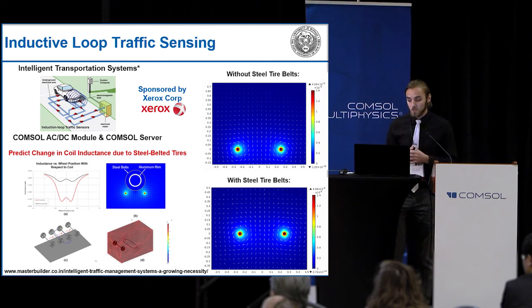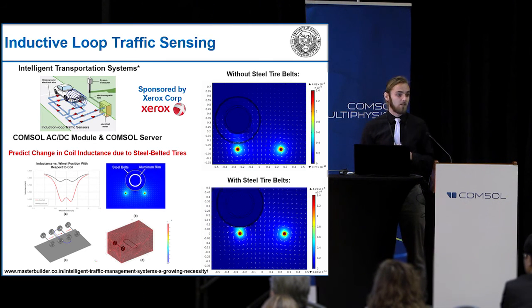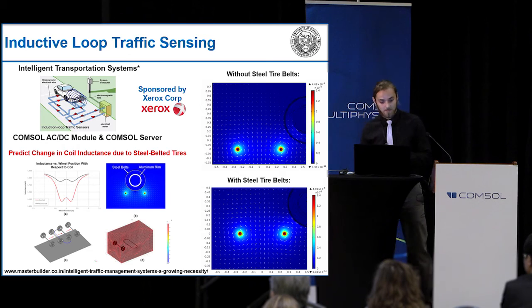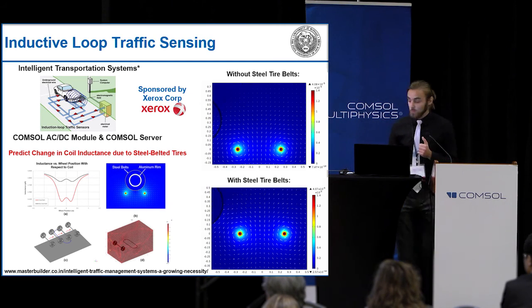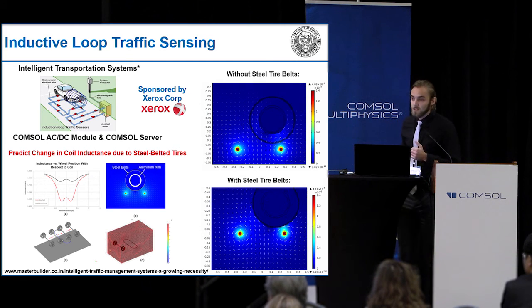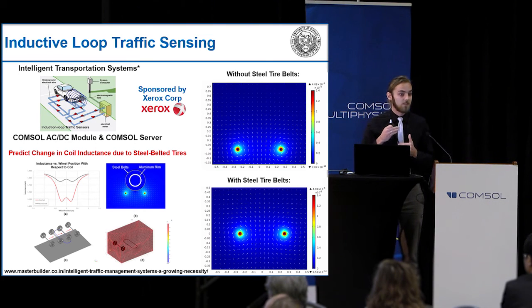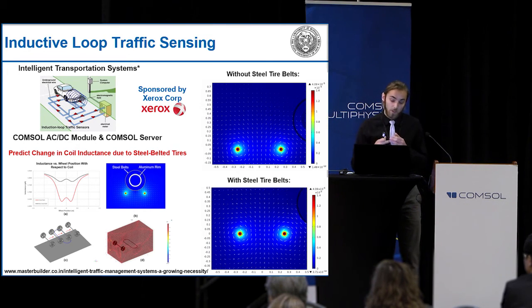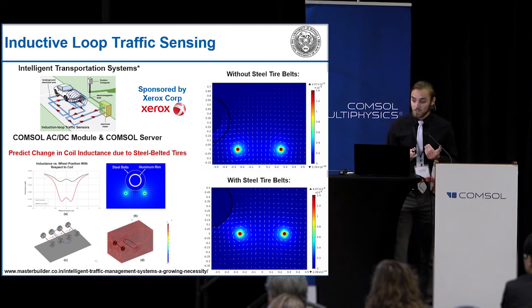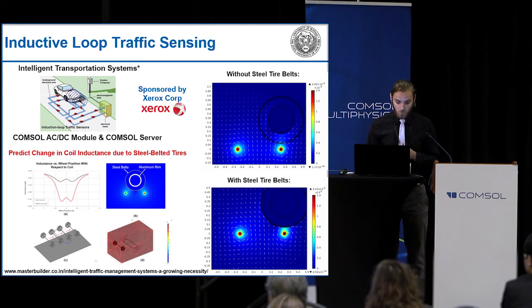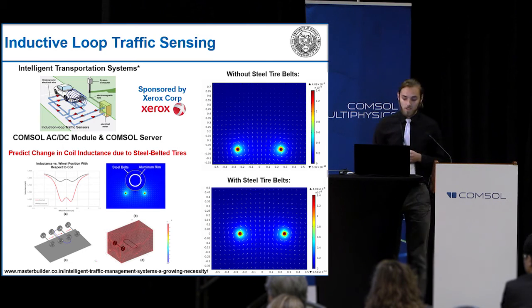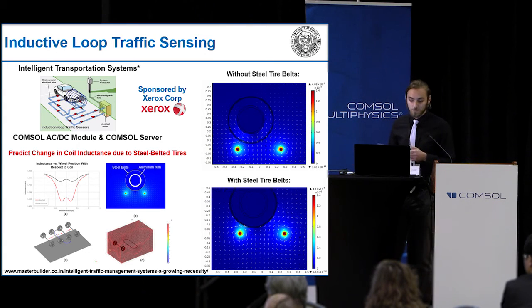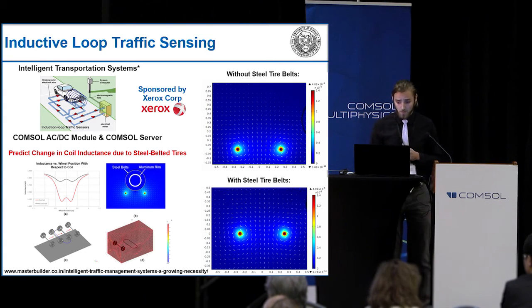So the real question was, do the steel belts have an effect on the sensing mechanism? And what we've found out is that, yes, it does. There's a pronounced difference in the inductive change when the wheel has belts versus when it doesn't. And that's where we sort of wrapped up the project. We've also gone into exploring it in three dimensions, but that was at a later stage in the project.